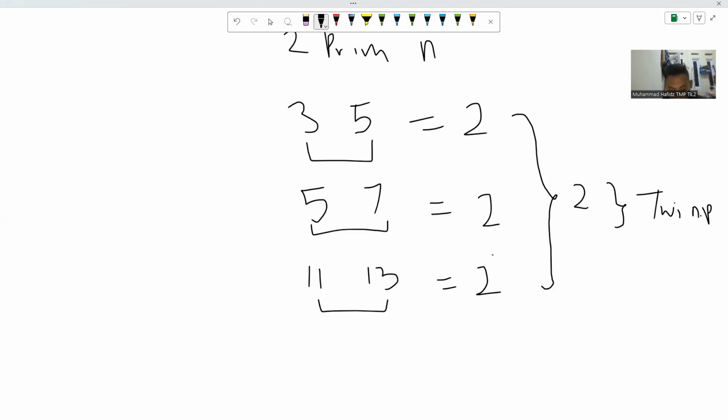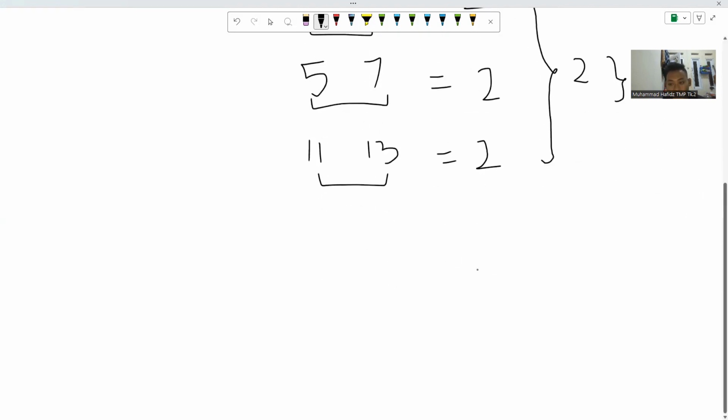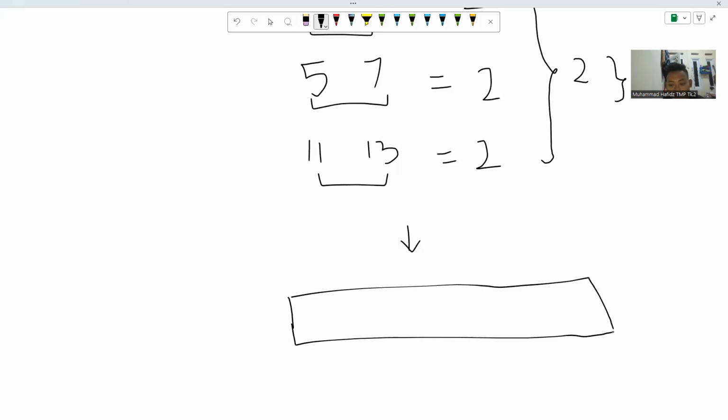So why, until now, can the twin prime conjecture not be proved? Okay, we have a mathematician, the name is Professor Yitang Zhang. He wanted to prove the twin prime conjecture. I looked at Professor Yitang Zhang's lecture. He wanted to prove the twin prime conjecture.